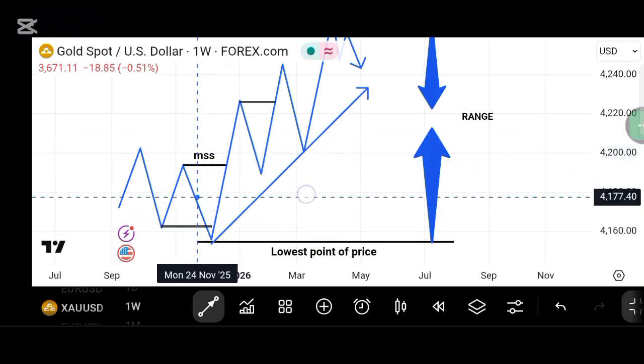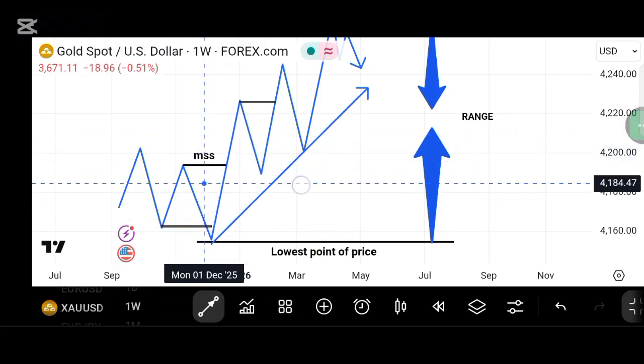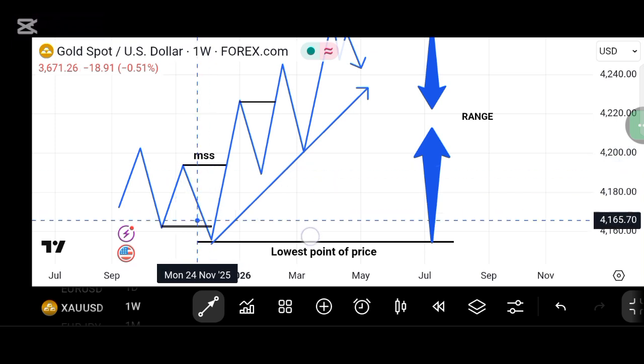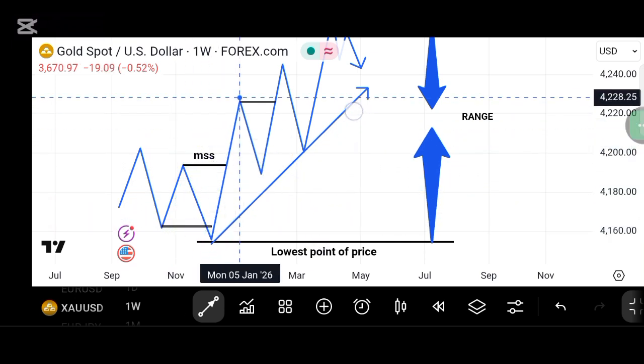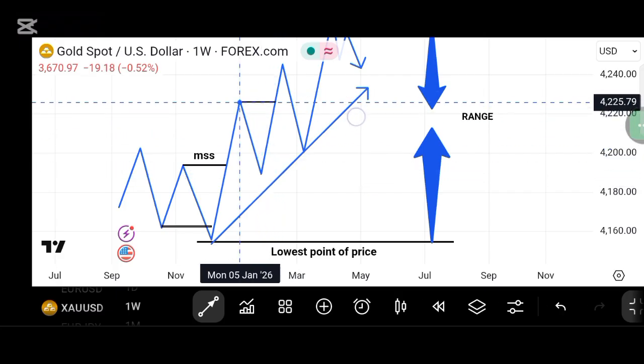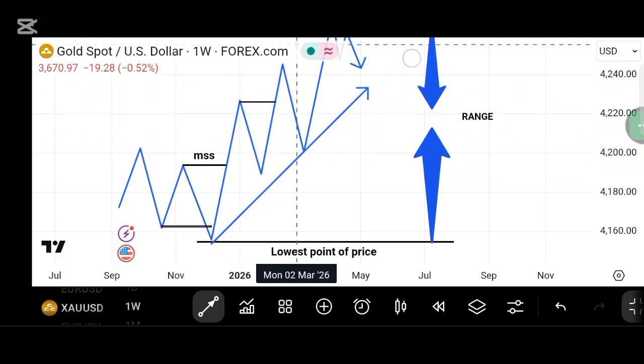Price traded above the last high, causing a shift in market structure because it's the first break above the last high. Then any other break is going to be a break of structure. So after this retracement, you can just simply enter your trade from here.